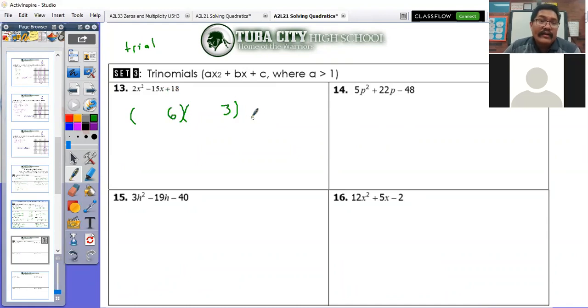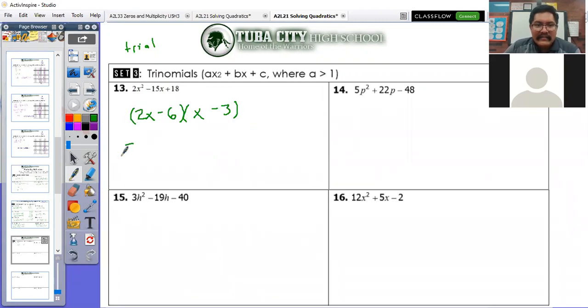We could also try 1 and 18 or 2 and 9. Now again, this means they will be the same, and they will be the same as whatever the first one is, which, since my first operation is negative, means they are both negative. Now here's where it gets a little bit tricky, because this 2x needs to be factored in there. We need to think about that one too. So let's try it out.